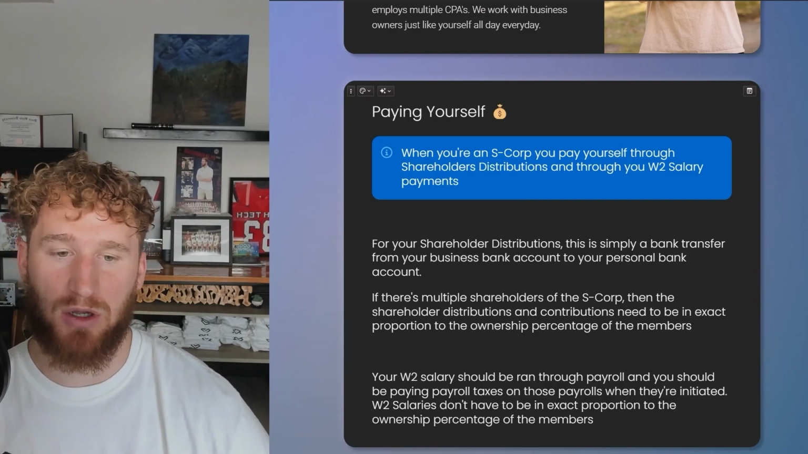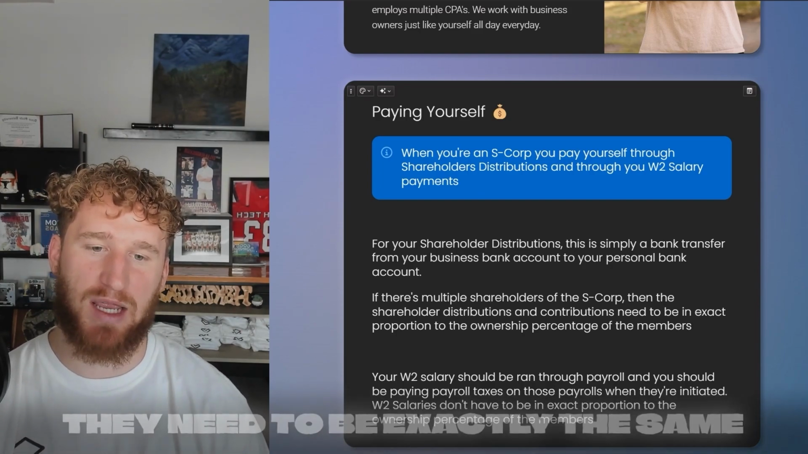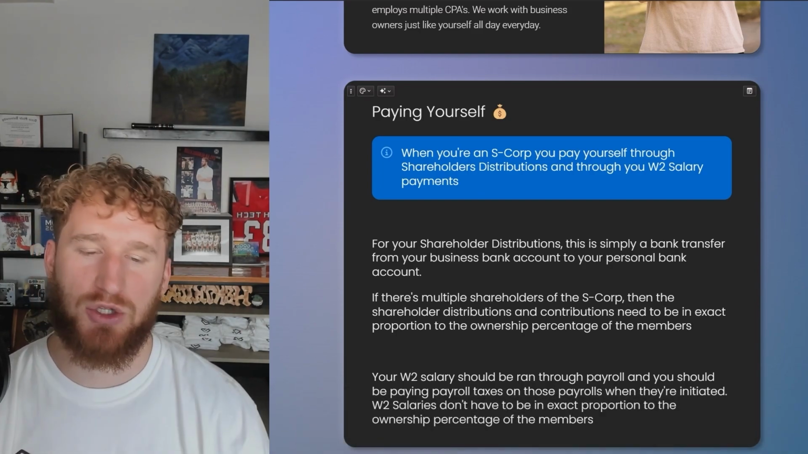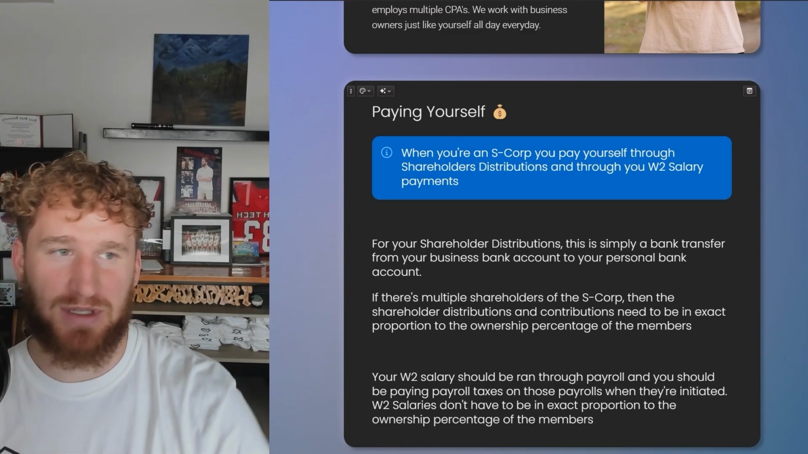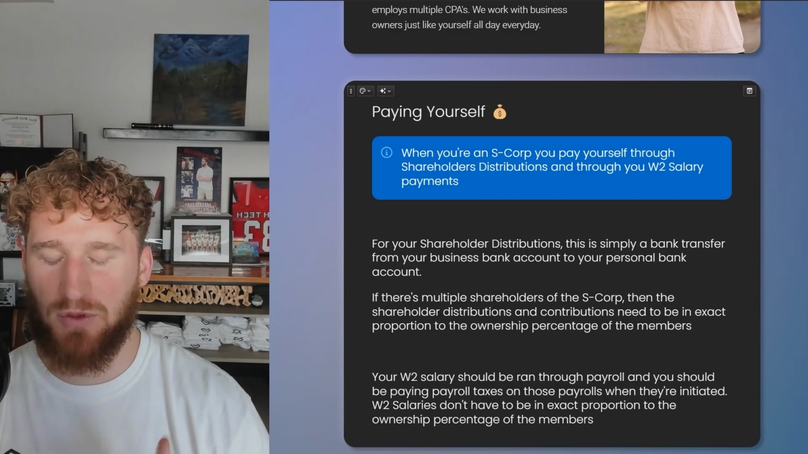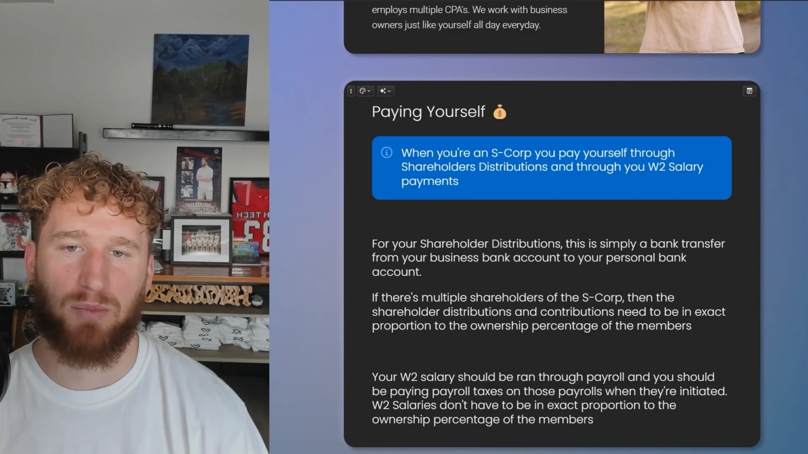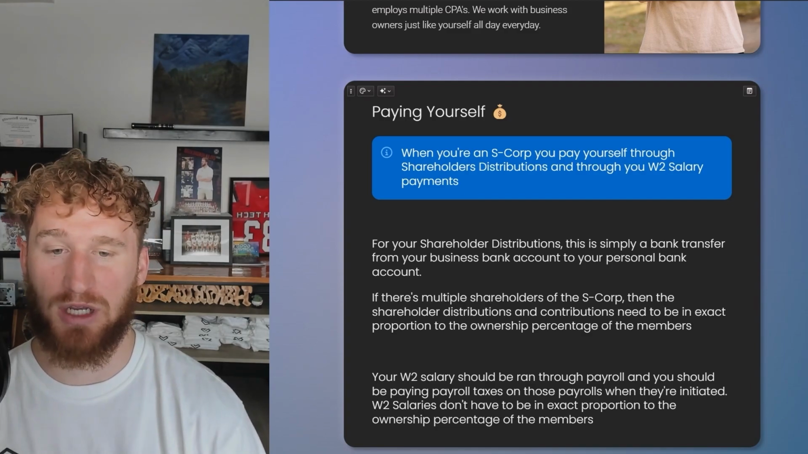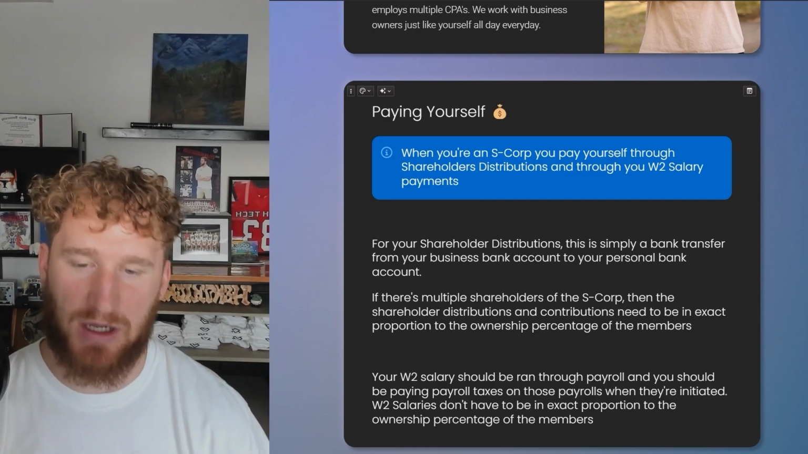Now, one thing you should be aware of is if there are multiple shareholders of the S-Corp. Say you and your buddy own 50% each, then the shareholder distributions and contributions need to be exactly the same in proportion to the ownership percentage. So if you distribute $5,000 a month to this person, then you need to distribute $5,000 a month to the other partner as well. And if they're uneven throughout the year, that's okay.